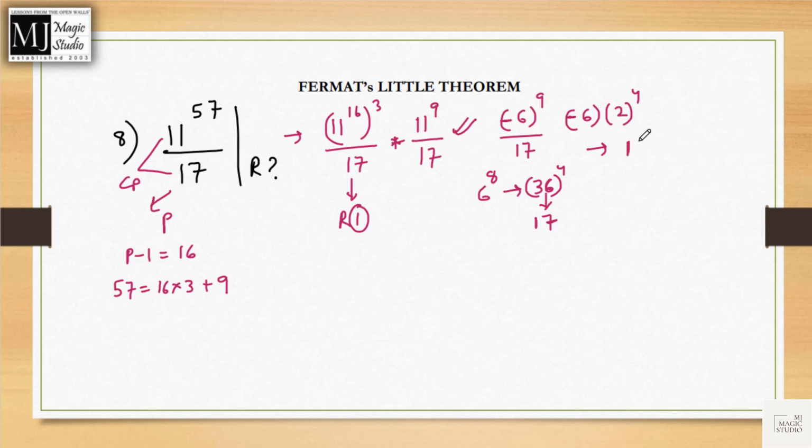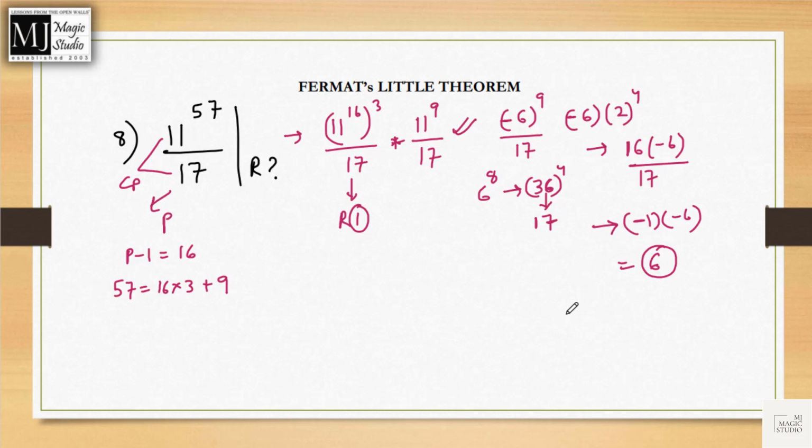So what we are getting is 16 into minus 6. Now when 16 is divided by 17, residue is minus 1. So the ultimate remainder we are getting is minus 1 into minus 6. That is 6 for the second part.